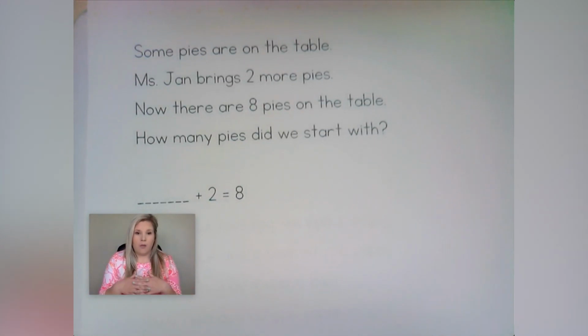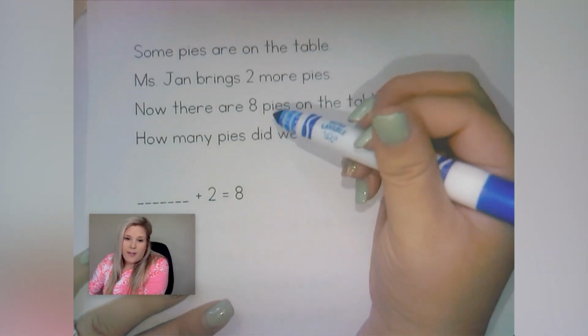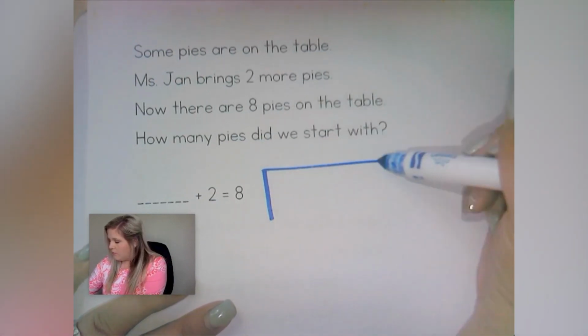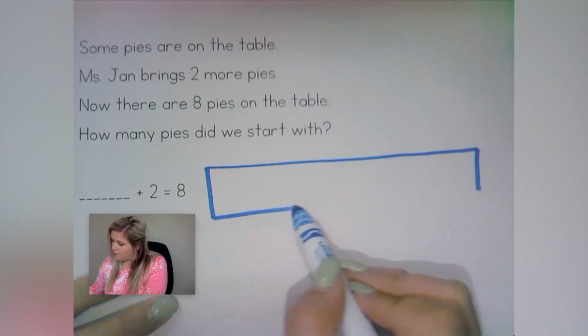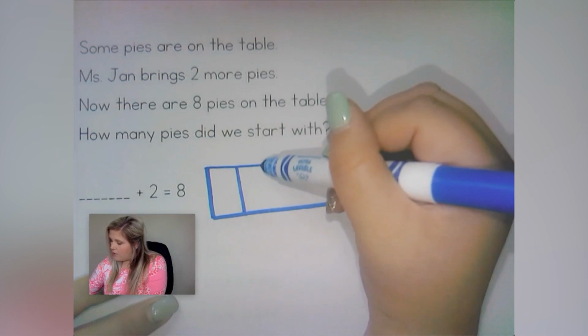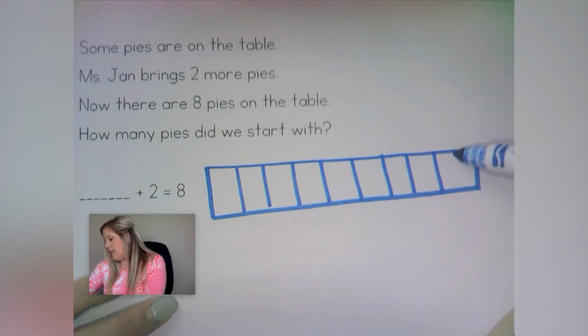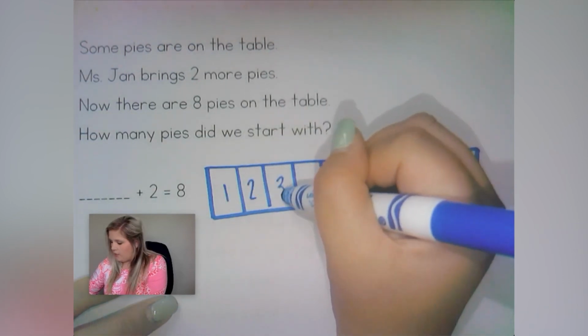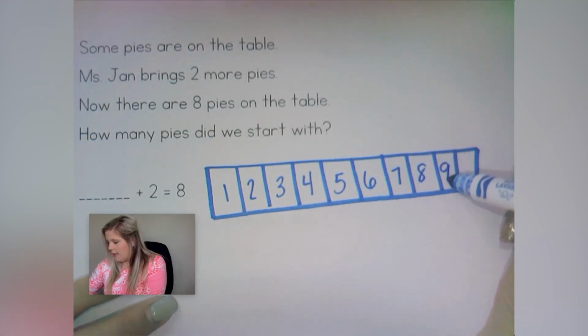Watch as I model this problem. I'm going to draw a new number path so that I don't use the ones that I've already created. You don't have to draw another one right now. 1, 2, 3, 4, 5, 6, 7, 8, 9. 1, 2, 3, 4, 5, 6, 7, 8, 9, 10.